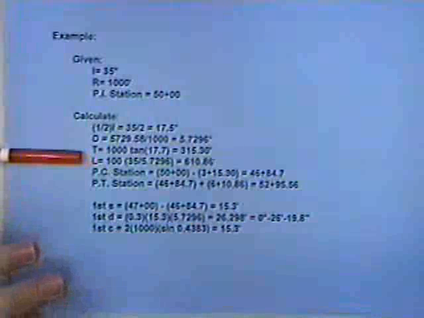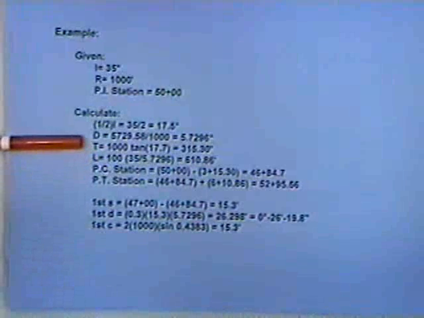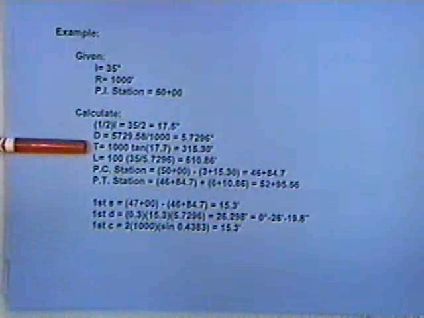We can compute the length of the tangent. The tangent length here is equal to the radius times the tangent of 17.5 degrees rather than 17.7, and I think the numbers there are equal to 315.3. Okay. Now, when we look at the length of the curve, let me talk about tangent though before I get away from it.